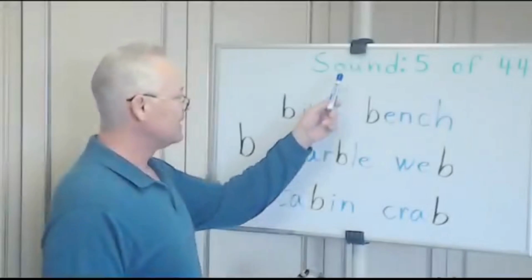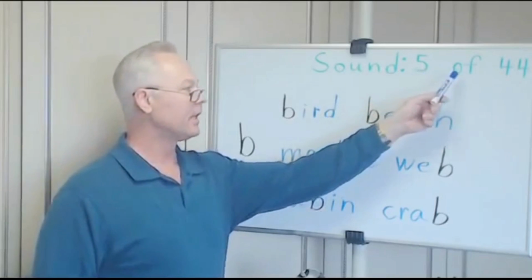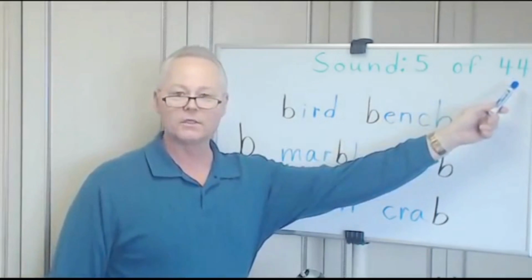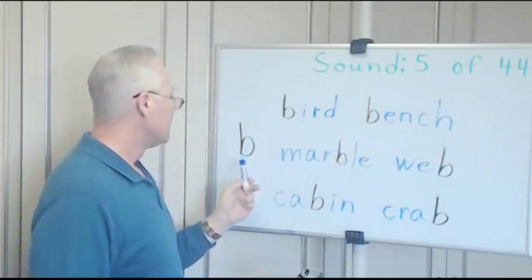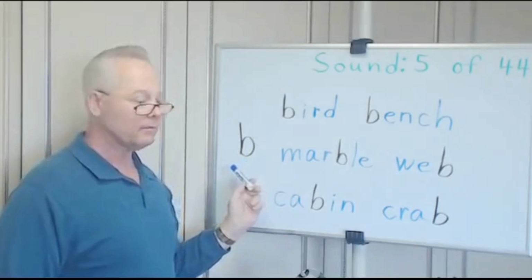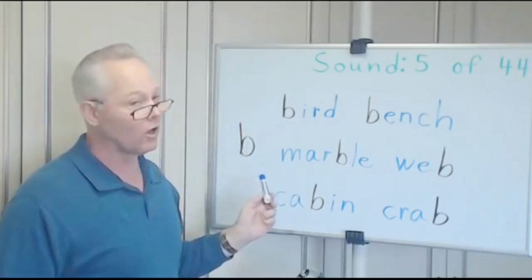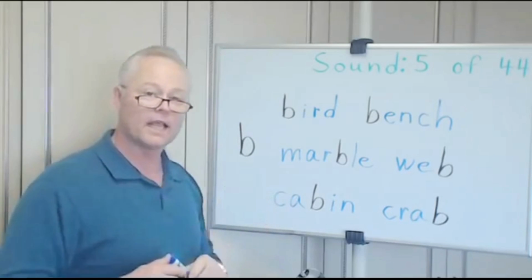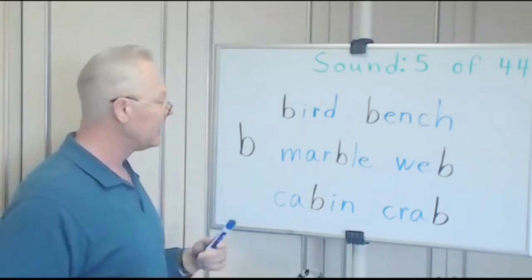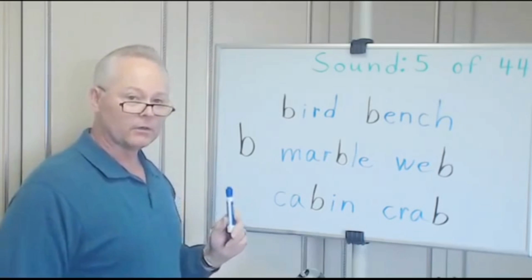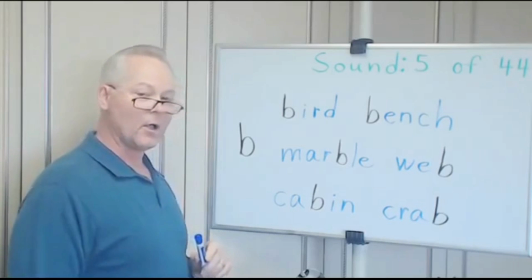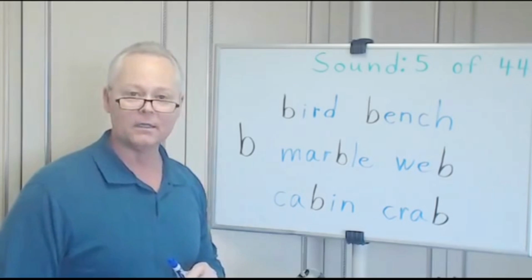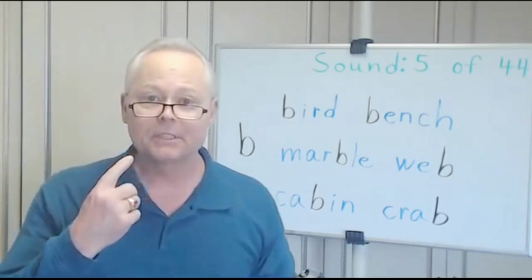Hello. Sound 5 of the 44 sounds that make up American English. The letter B, all alone, all by itself. What sound does that make? Well, it's a consonant, and it makes the sound B. Look at my lips. B.